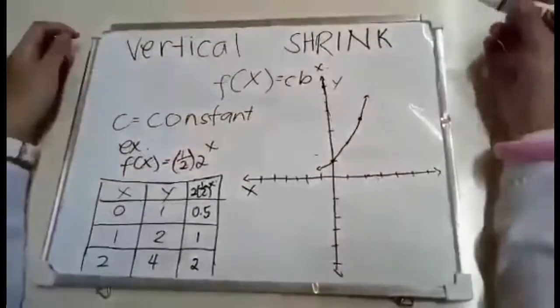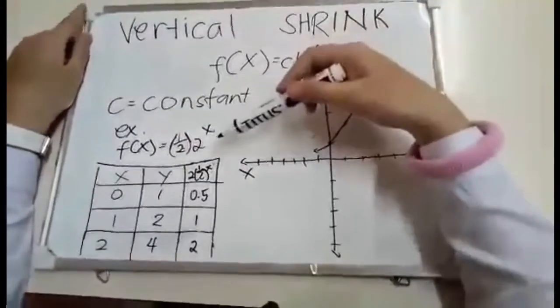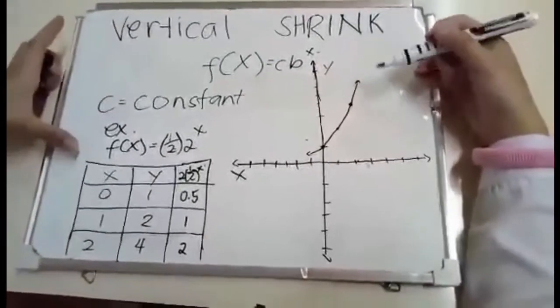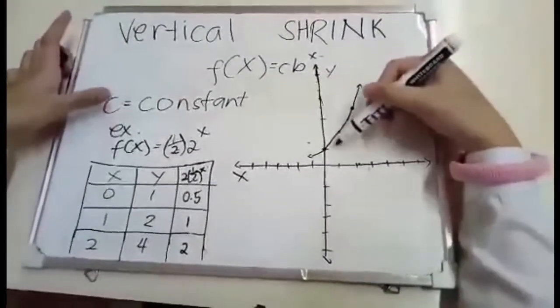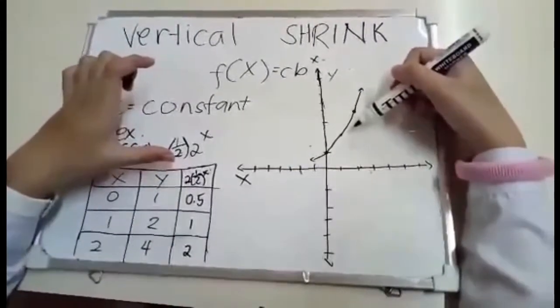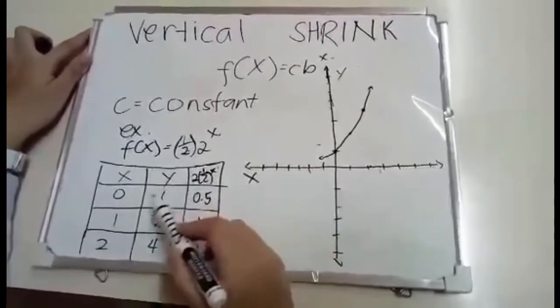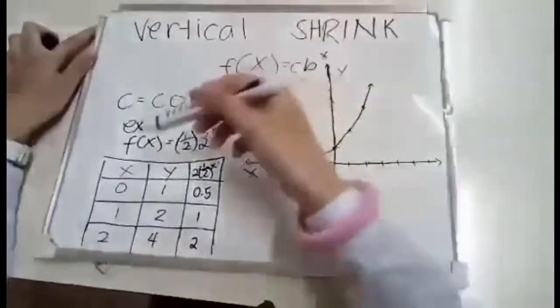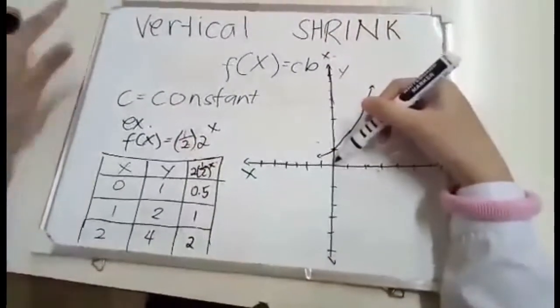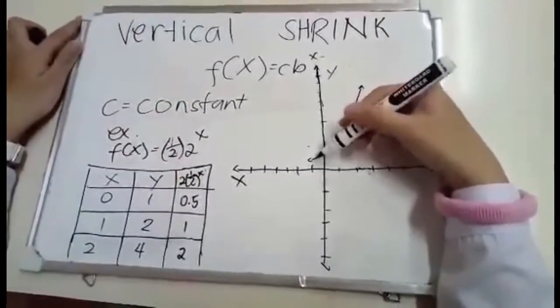And now let's proceed to vertical shrinking. Let our first example be 1/2 times 2 raised to x. As you can see, I've already plotted the points of x and y. And then to solve for the value of 1/2 times 2 raised to x, you have to substitute the value of x with 0. So first, the value of x is 0. Second, the value of 1/2 times 2 raised to x is 0.5.